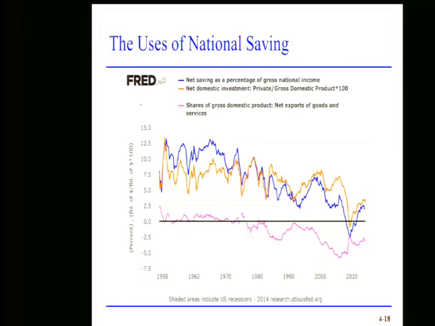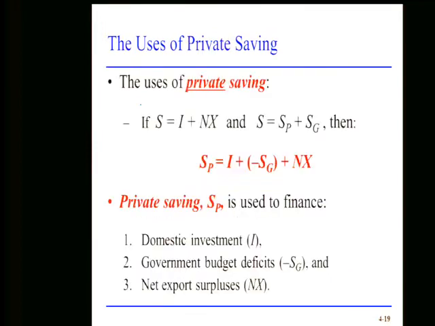Now, it's not an exact match because I didn't find the exact data that corresponds, so there's a little bit of apples and oranges in here, but you can see the basic trends. Now, one of the other things that might be of interest to us is what happens to not national saving, but rather private saving? How are private savings being used?